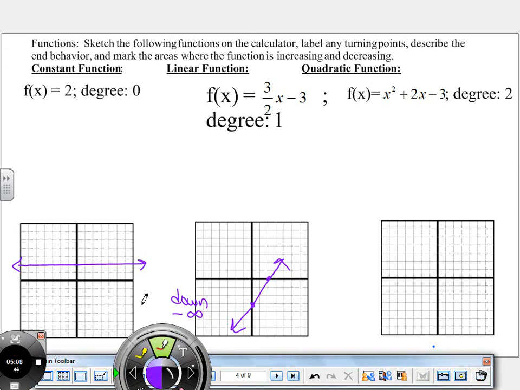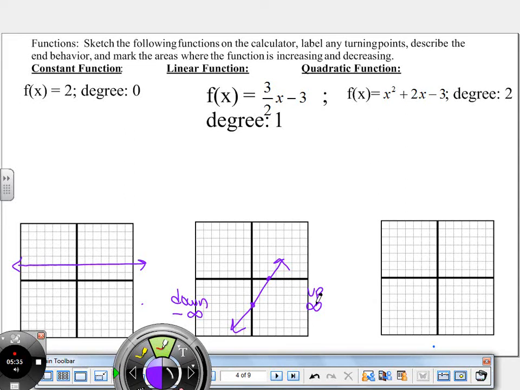So the end behavior on this side of the graph is that the graph goes forever downwards, or in other words, it heads towards negative infinity. We just use a negative with the infinity to imply that it's going down towards the negative numbers instead of up towards the positive numbers. What would be the end behavior on the right side of the graph? Good. Infinity.